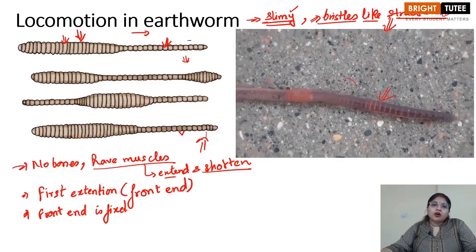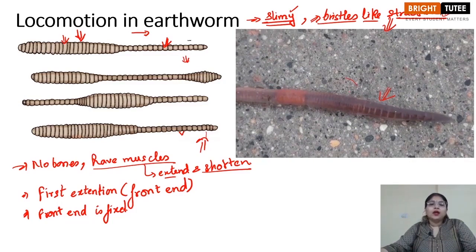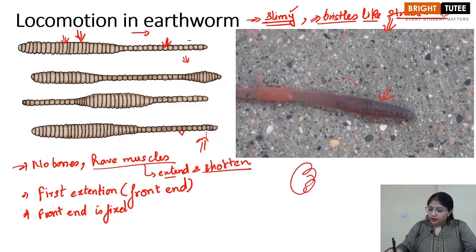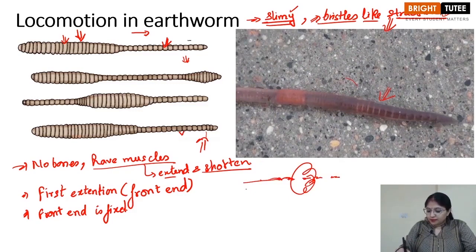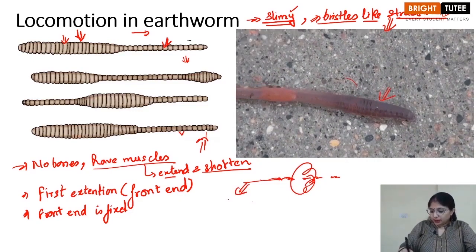Now, you must have heard that the earthworm is also known as the farmer's friend. Why this happens is because the earthworm actually eats its way through the soil. So what it does is, suppose there is a lump of soil, right? It will eat the soil, and then it will move forward in the soil, and from the rear end it actually removes the undigested particles.